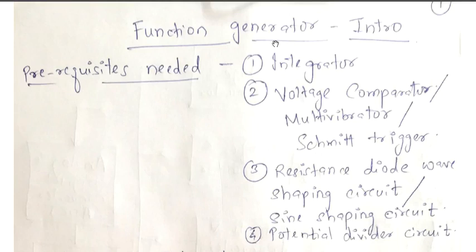Hello everyone. As you all are aware, in the last video we started with the fourth unit, which is based on electronic communication, in which we started with the first topic, that is digital multimeter or DMM. So now we are starting with the next topic, that is function generator.